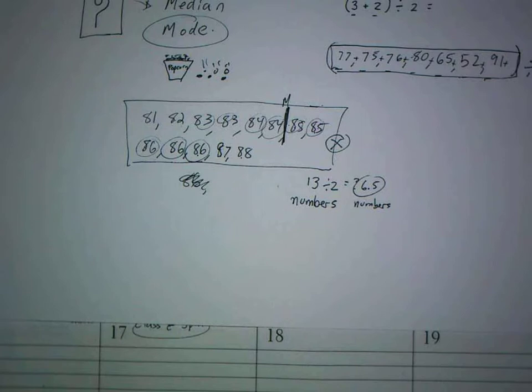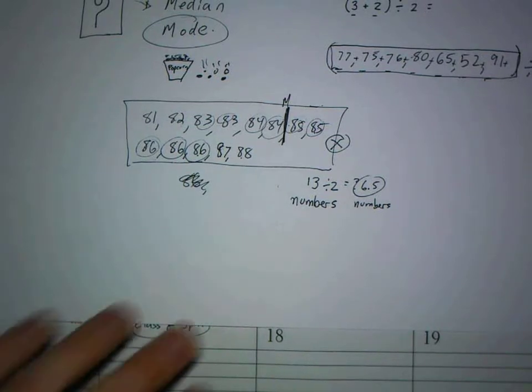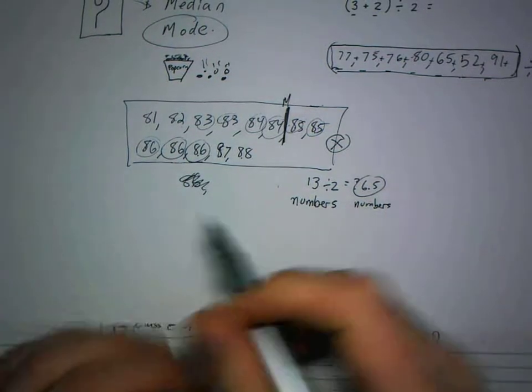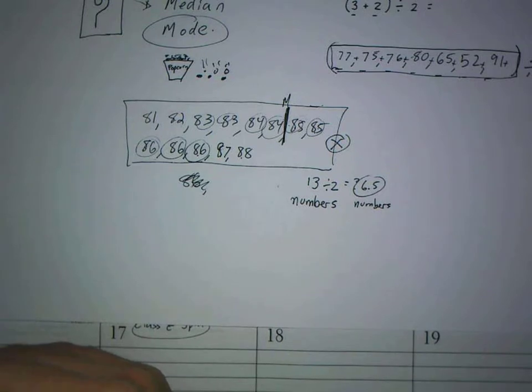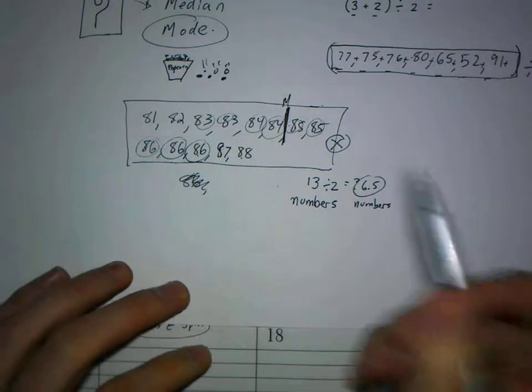Let's check in with somebody who hasn't answered yet. Barry, go ahead. What I do is I line them all up, and then I took 6 from each side, and then the number that was left in the middle was the median. Okay, so I'll try to do that.